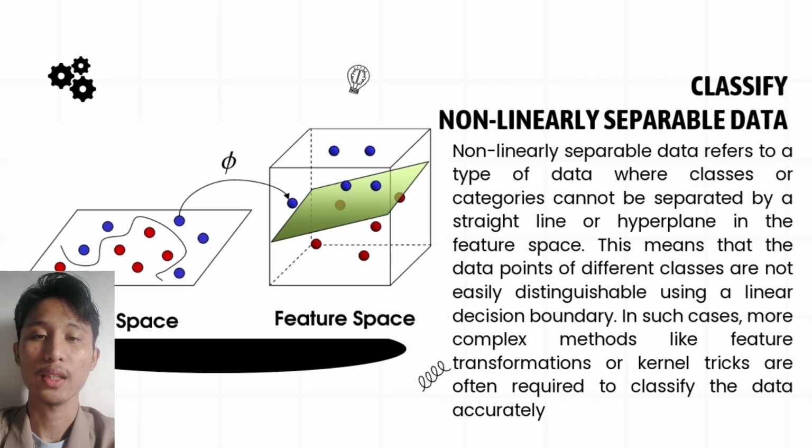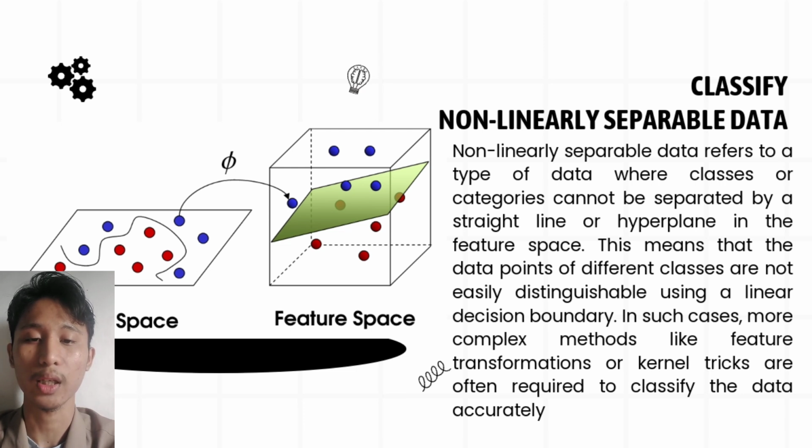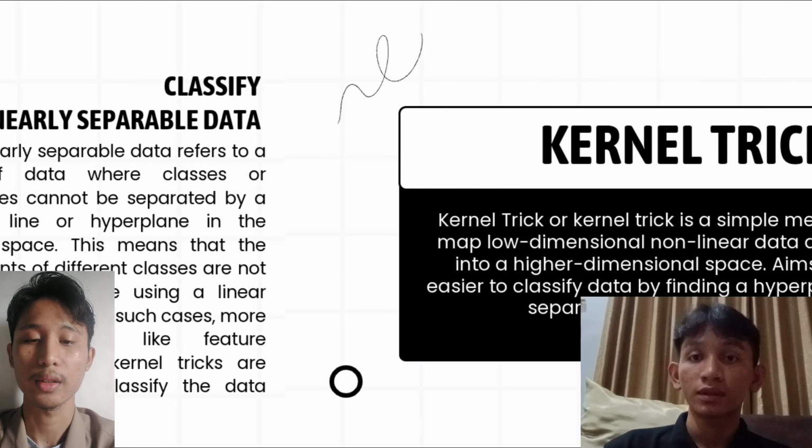Next, classify non-linearly separable data. Non-linearly separable data refers to a type of data where classes or categories can't be separated by a straight line or hyperplane in the feature space. This means that the data points of different classes are not easily distinguishable using a linear decision boundary. In such cases, more complex methods like feature transformation or kernel tricks are often required to classify the data accurately.